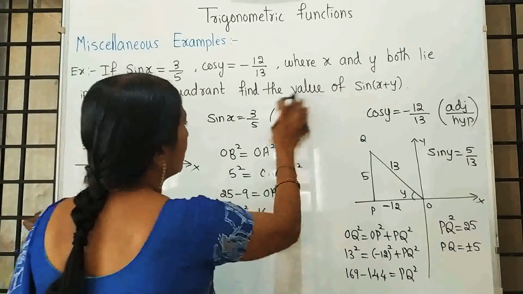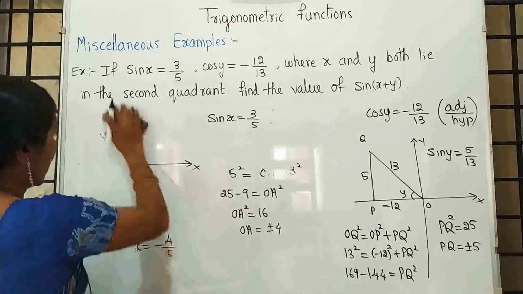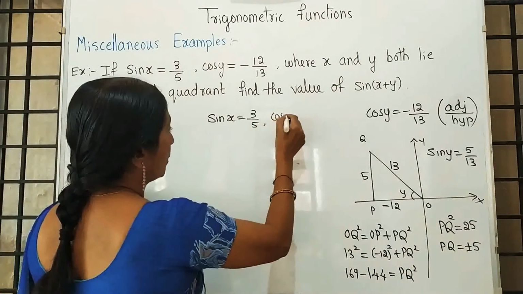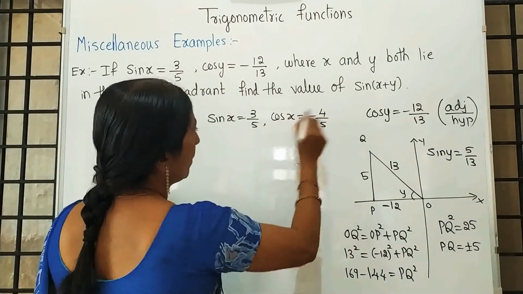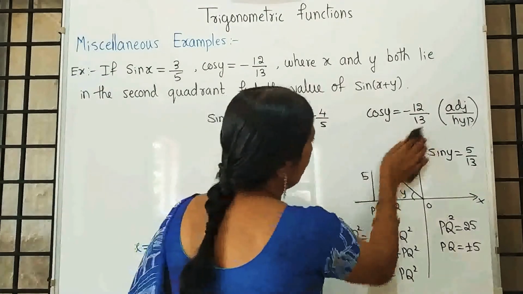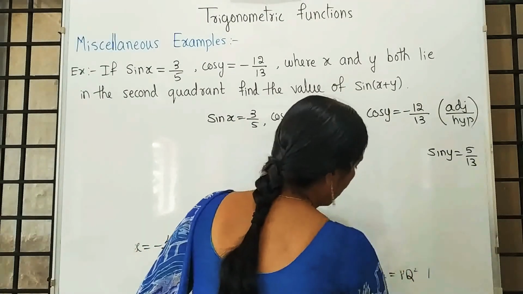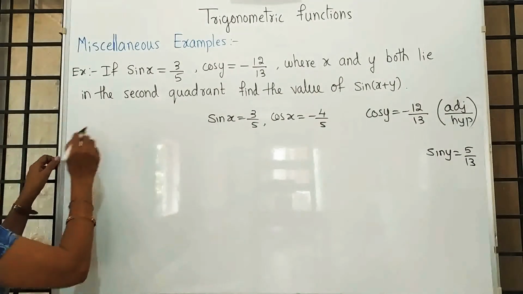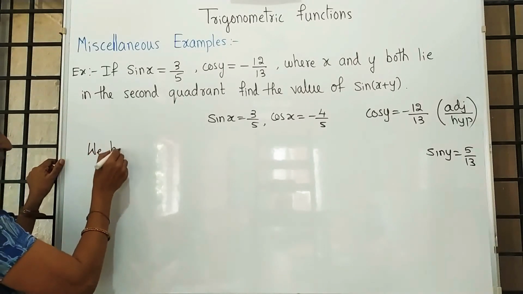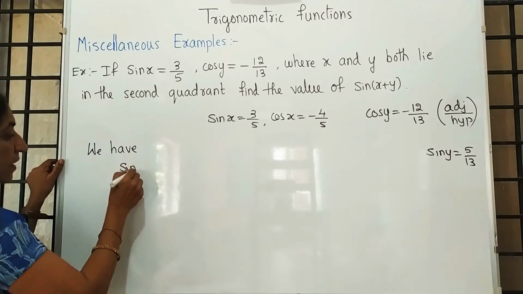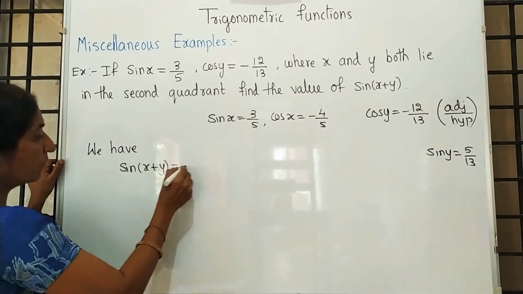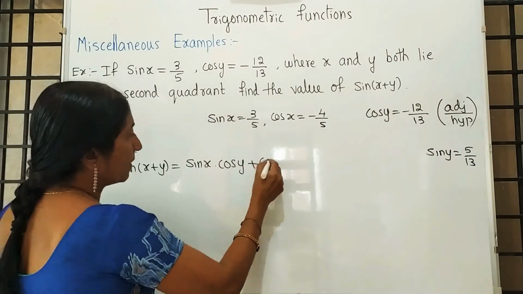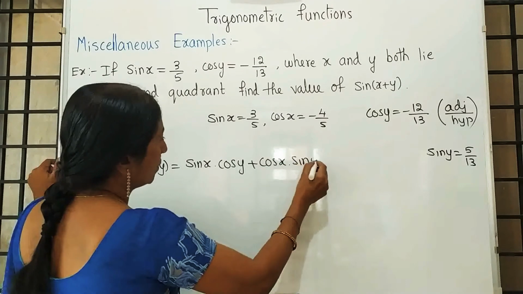Now see, here we got sin x and cos x, so we calculated the values. Sin x is 3 by 5, cos x is minus 4 by 5 and cos y is given as minus 12 by 13. Sin y is 5 upon 13. You can use the identity. This is the easiest way, that's why I explained. We have sin(x plus y) is equal to sin x into cos y plus cos x into sin y.